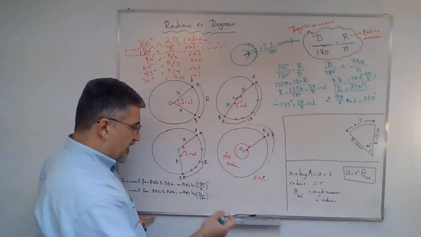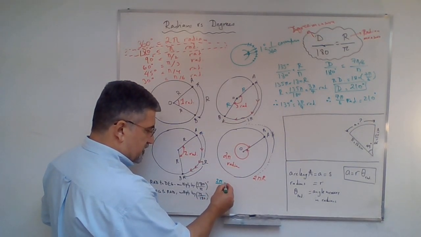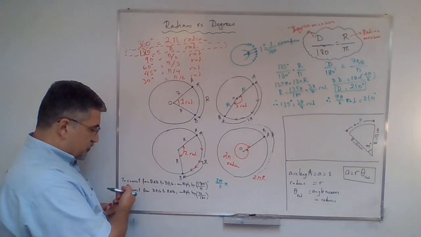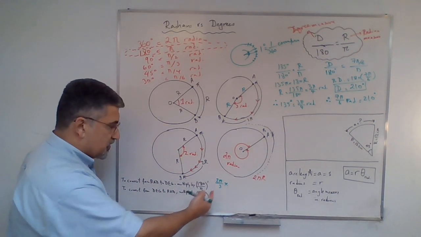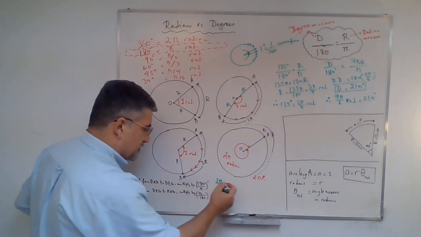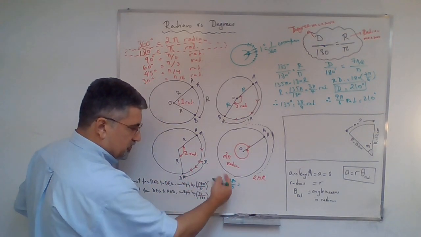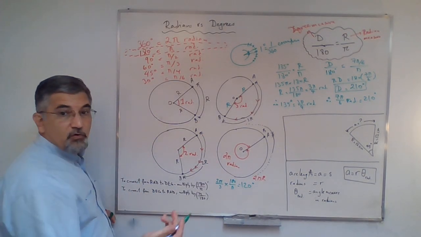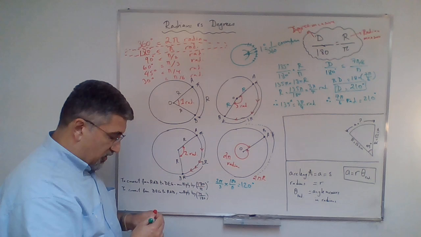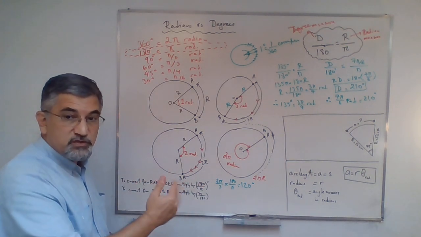Let's say you have 2 pi over 3 radian. To convert from radian to degrees, we multiply by 180 over pi. So I'm going to grab the radian angle multiplied by 180 over pi. Pi and pi cancel each other, and I end up with 120 degrees. There you go. So that's another way of converting angles from radian to degrees and back and forth.